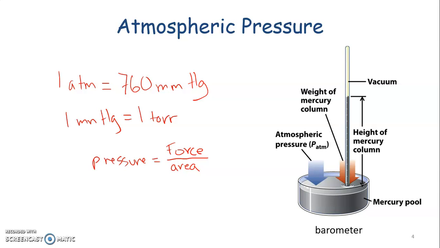And so the one other conversion you need to know is that 1 atmosphere equals 101.3 kilopascals. Pascal is Pa, so kPa. So you may see pressure written in any of these units: atmospheres, millimeters of mercury, torr, or kilopascals. And you need to be able to do the appropriate unit conversions between any of those.